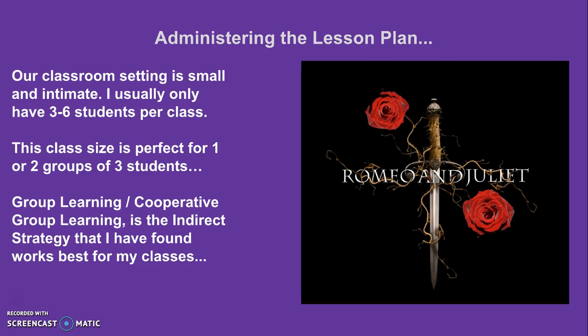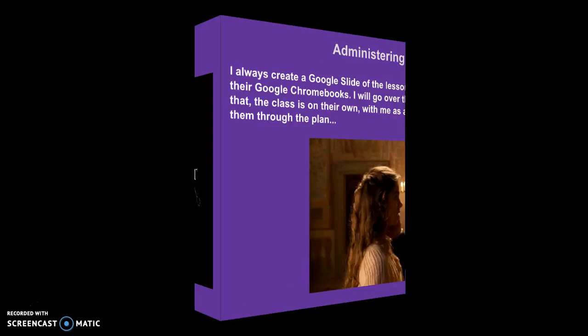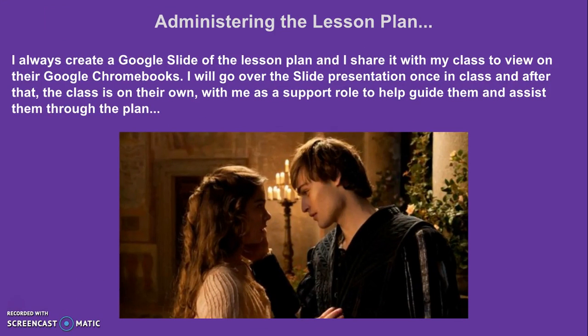So anyway, I hope that painted a picture as to the learning environment. Administering the lesson plan. Our classroom setting is small and intimate. I usually only have 3 to 6 students per class. The class size is perfect for 1 to 2 groups of 3 students. Cooperative learning, group learning, or cooperative group learning is the indirect strategy that I have found works best in my class.